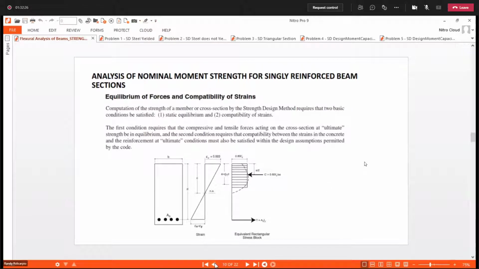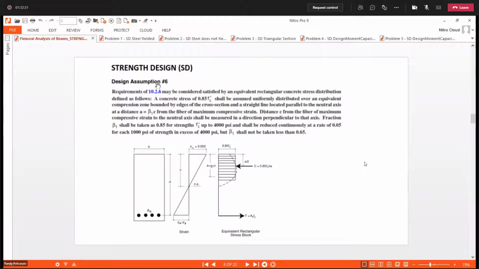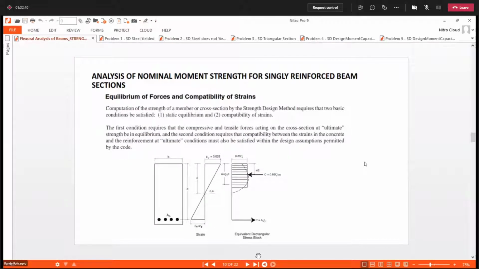So that is the design assumption number 6 pagdating natin sa ating concrete. Okay, so let's move on now to the application of equilibrium and compatibility of strain. So we're going to use here equilibrium and compatibility of strain.